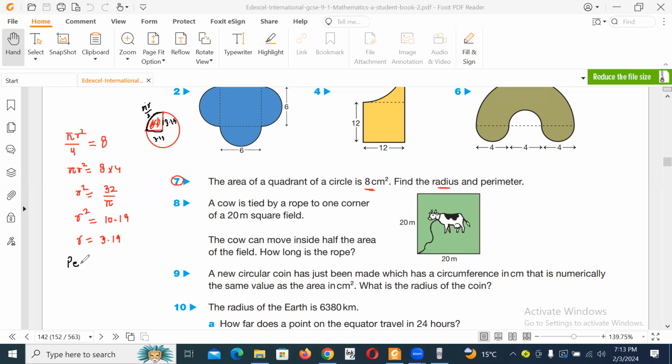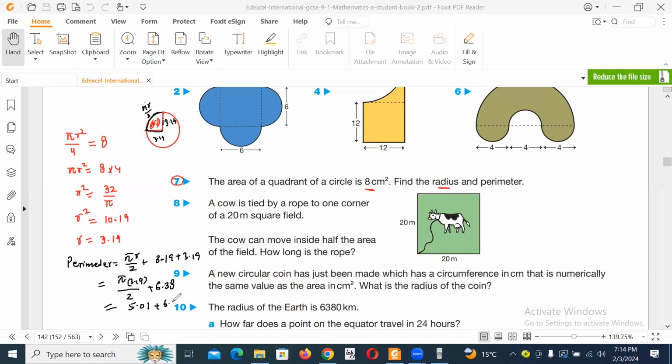So for the perimeter, equals pi r over 2 plus 3.19 plus 3.19. So pi r, where r is 3.19, over 2, plus 3.19 plus 3.19, which gives us 6.38. And if we check the last, shift pi, bracket open 3.19, bracket close, divide by 2, it gives me 5.01.